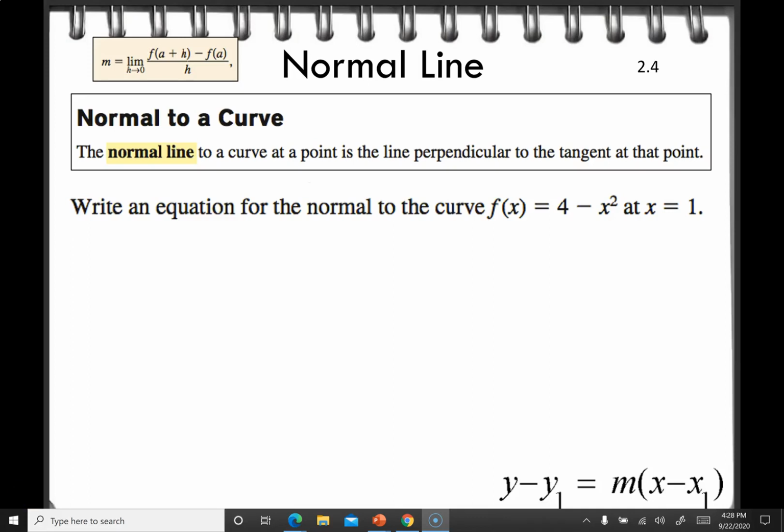All right, everyone, the next topic is finding the equation of a normal line. And to do this, we have to know what a normal line is. So here's our definition. The normal line to a curve at a point is the line perpendicular to the tangent at that point. So let me just draw you a quick picture here.